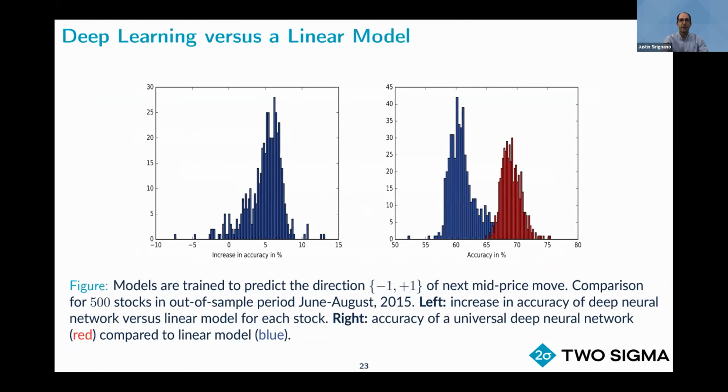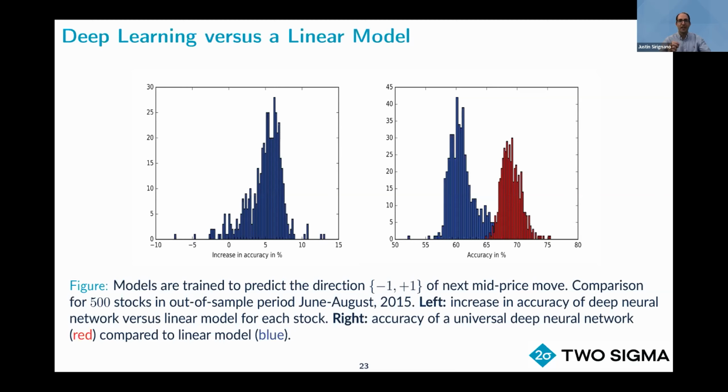Let us begin by comparing the linear model against the LSTM recurrent network. The left plot is a histogram which shows the increase in accuracy of the LSTM versus the linear model across approximately 500 stocks for NASDAQ limit order book data. The recurrent networks consistently outperform the linear model. The right plot displays the absolute accuracy of the models. The linear model is in blue and the recurrent network is in red.